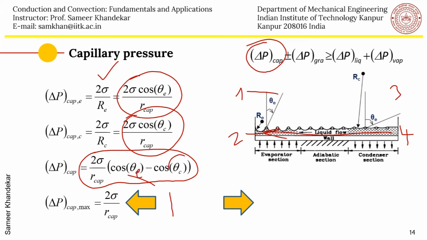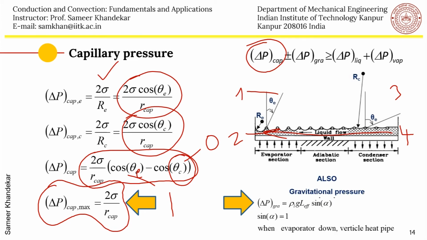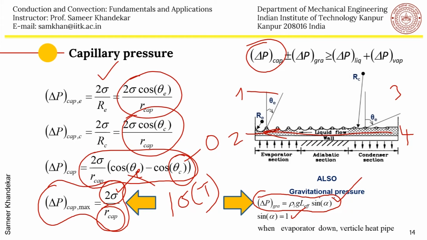The gravity term is simple. It is rho L into g into L effective into sine alpha, where sine alpha will be equal to 1 when the evaporator is down in the vertical position. So you get the maximum advantage of gravity when the evaporator is here and the condenser is here, and vice versa. Of course, sine 0 will be 0, so in the horizontal position there is no gravity. That is how the plus and minus sign is taken care of by sine alpha. These two are the left hand side of the equation. So plus or minus will automatically come when alpha is properly measured with respect to the vertical.